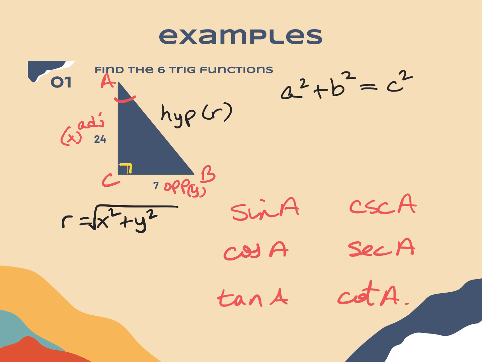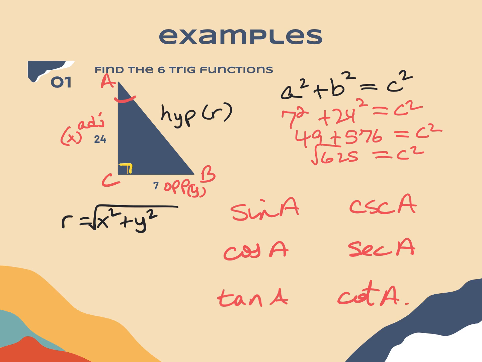So let me go ahead and fill it in. I could either do the Pythagorean Theorem, and I could do 7 squared plus 24 squared equals c squared. 49 plus 576 equals c squared. Add them, square root it, and your c, or your hypotenuse, is 25. Now, if you remember your Pythagorean triples, this is a common Pythagorean triple.